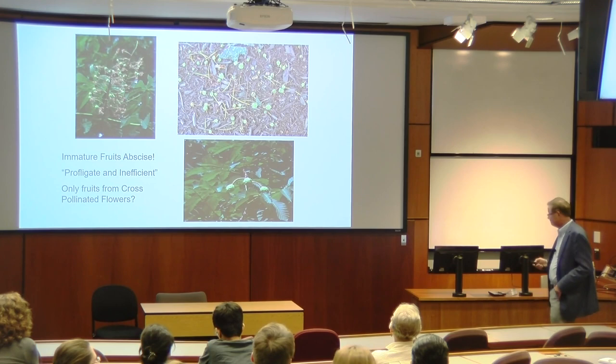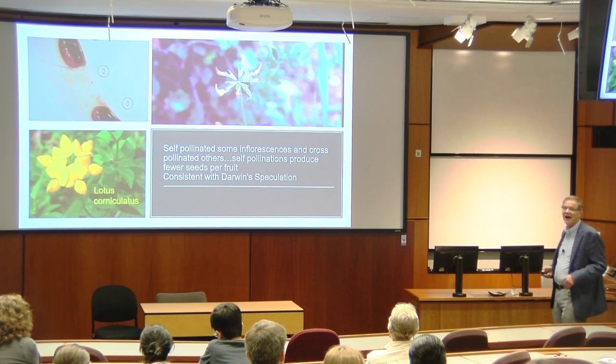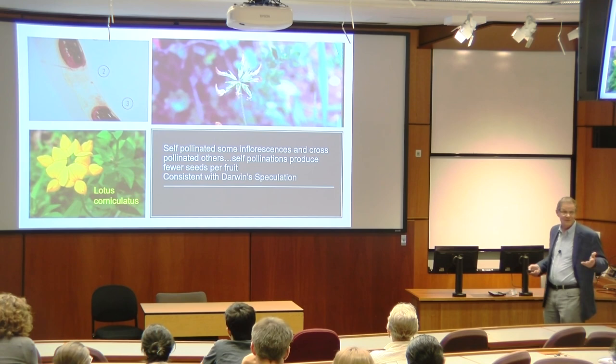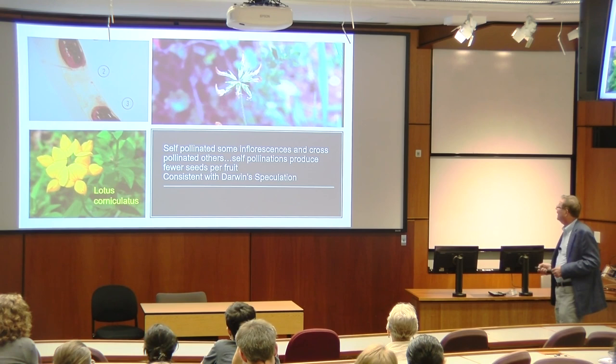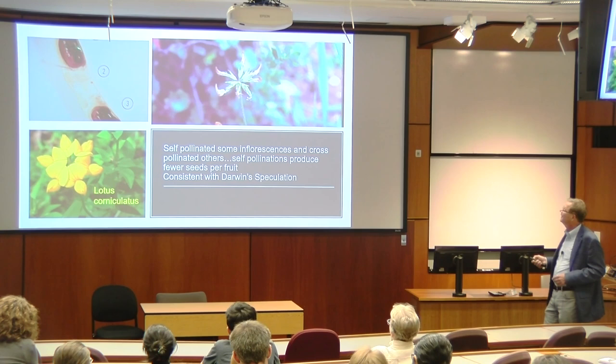So I went back to Lotus corniculatus, and we self-pollinated some inflorescences, outcrossed others. We did mixtures of self and cross on the same plant. They did selectively abscise the ones resulting from self-pollination. And we found that the self-pollinations produce, on average, fewer seeds per fruit. Here you see, there's six seeds in here, or could be. Here's the first seed. The second one died early in development. Here's the third seed.